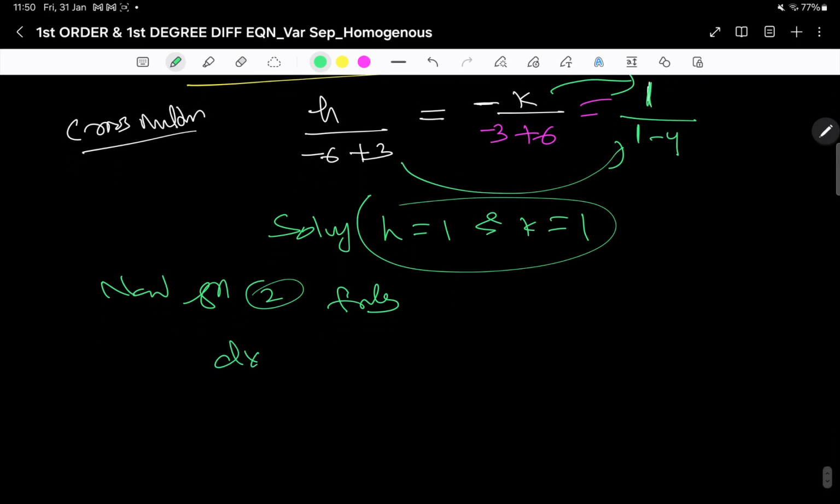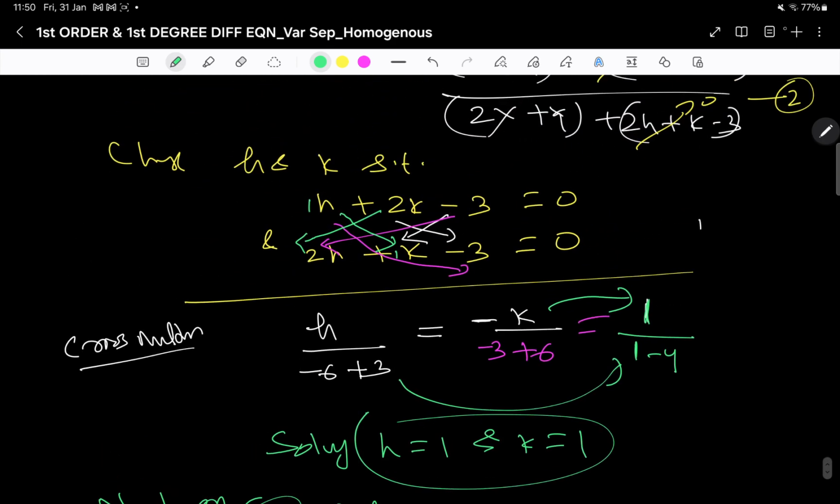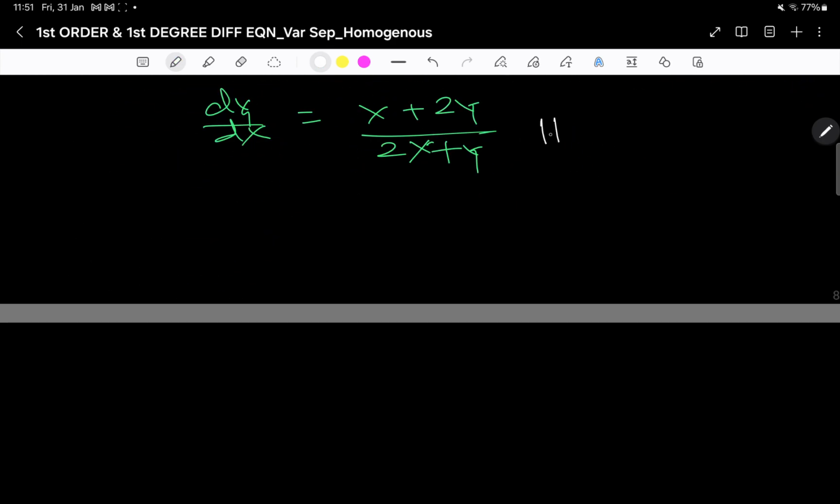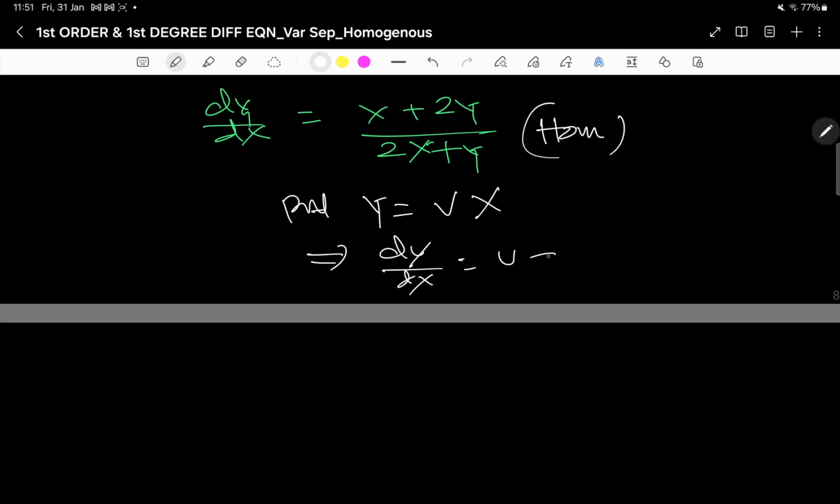dy/dx = (x + 2y)/(2x + y). Now this is homogeneous, so you put capital Y = vX. Okay, so as usual process, dY/dX = v + X dv/dX.